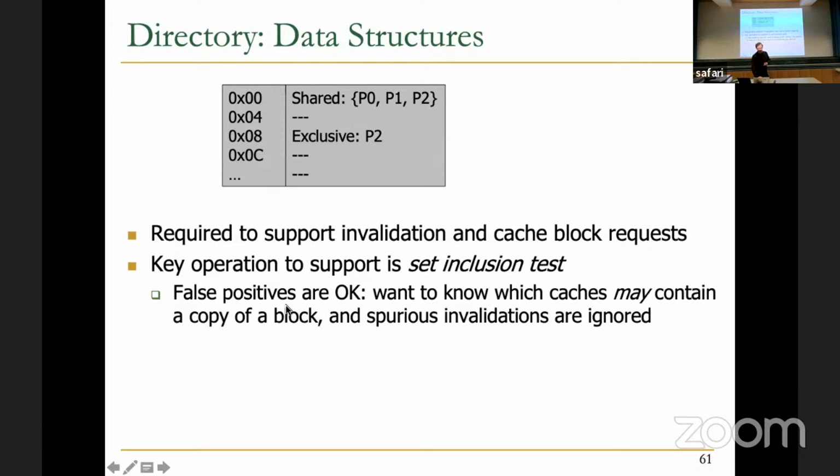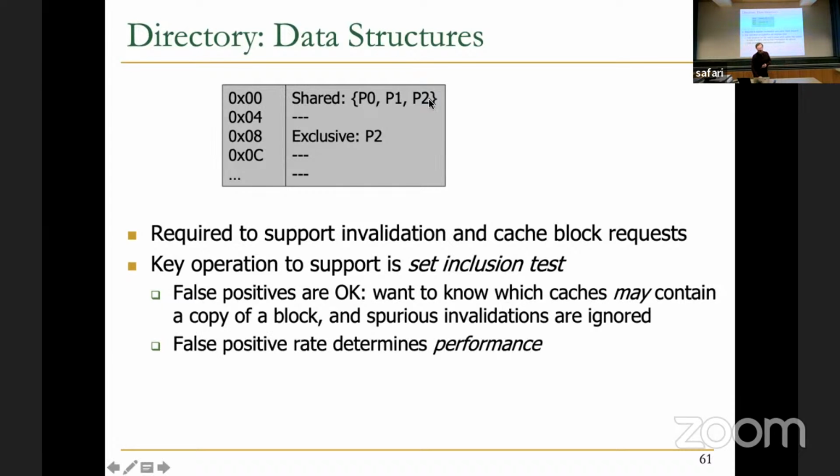That's important, right, for performance. So as I said earlier, false positives can be okay. You want to know which caches may contain a copy of a block, and you may have additional invalidations if the directory says this cache may have the block, so I'm going to send an invalidation to it. That's okay. But of course, you cannot have a false positive if someone has the data modified, right? So you need to be careful again. That's what I mean by careful.